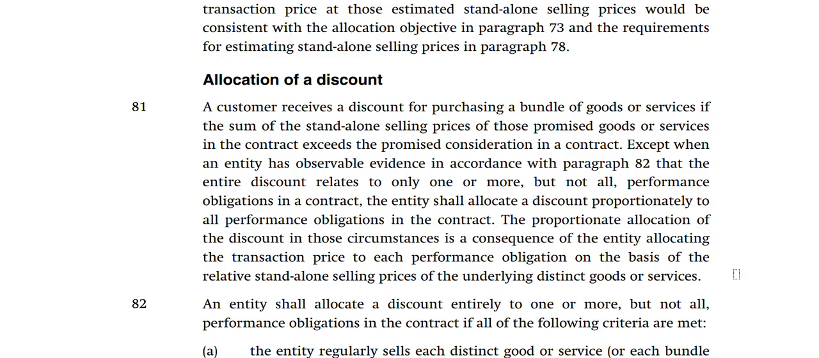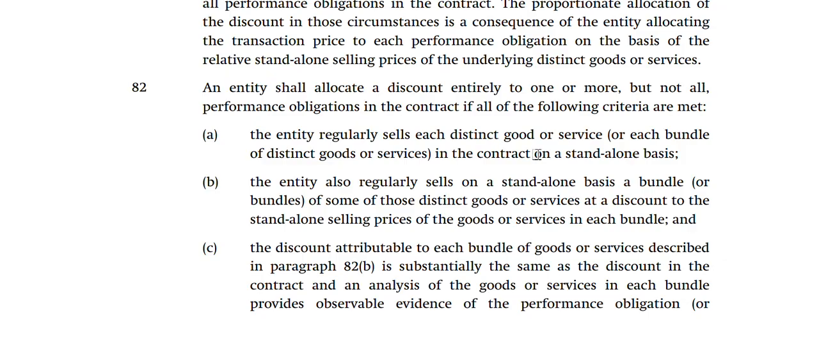The proportional allocation of the discount in those circumstances is a consequence of the entity allocating the transaction price to each performance obligation on the basis of the relative standalone selling price of the underlying distinct goods or services. So what does that mean? It means that if you have three products that you're selling as a bundle and you're providing a discount, unless you can say that it's only product A that is getting a discount, you need to allocate the discount to all the products.